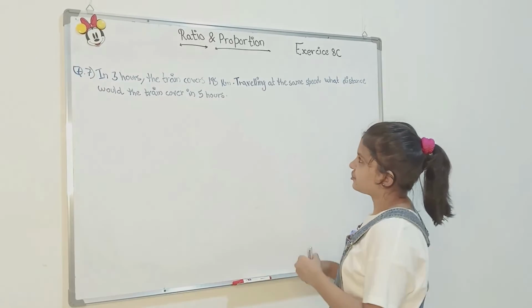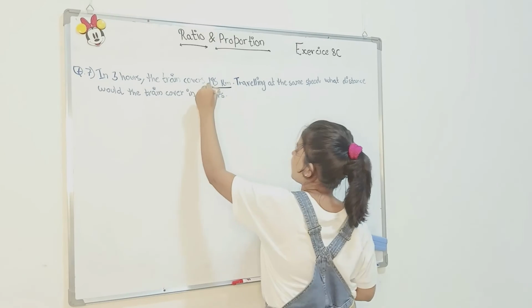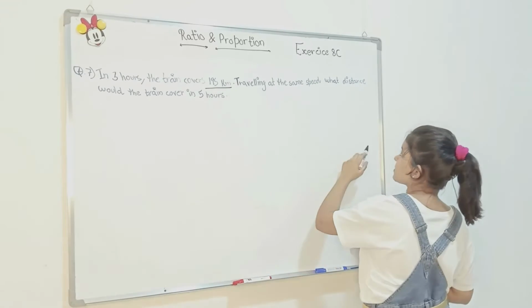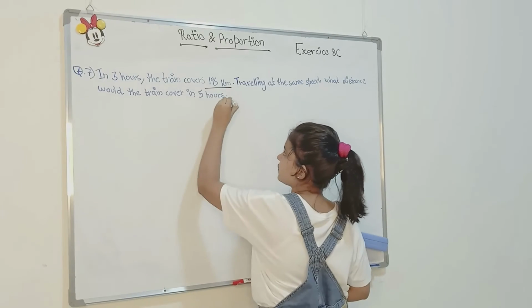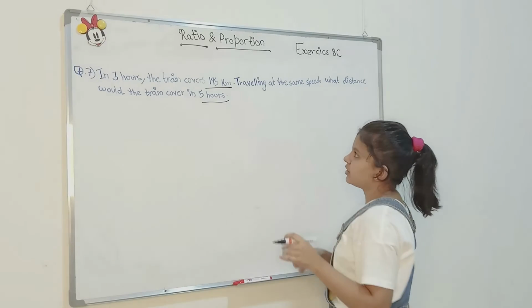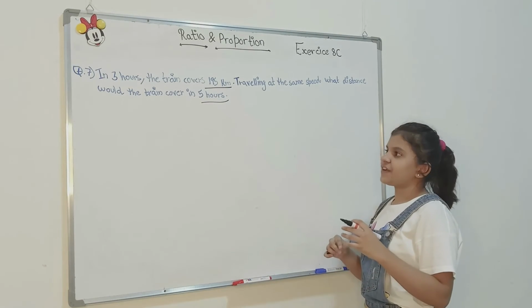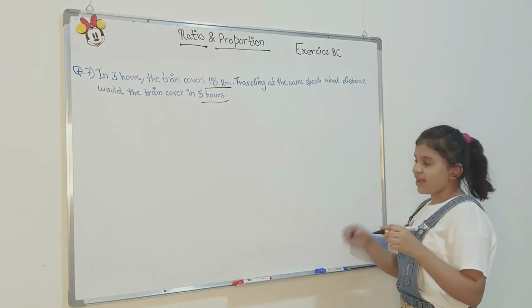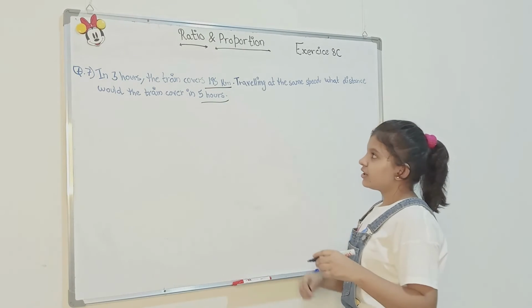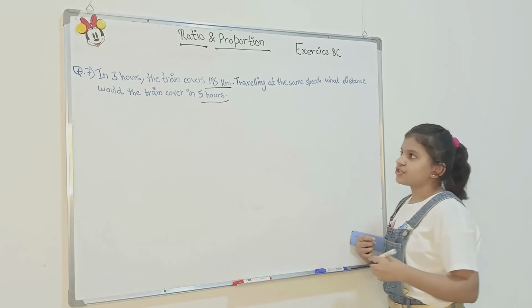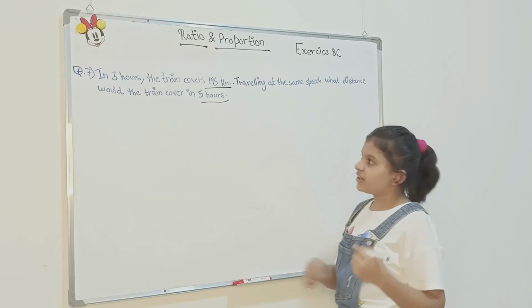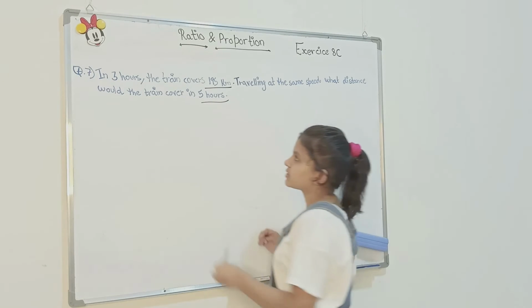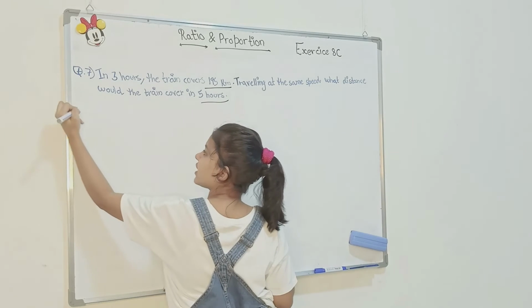So now we'll do the seventh question. In 3 hours, the train covers 195 kilometers. Traveling at the same speed, what distance would the train cover in 5 hours? So the train covers 195 kilometers in 3 hours, and they're asking traveling at the same speed, how much distance would the train cover in 5 hours? So let's start doing it.